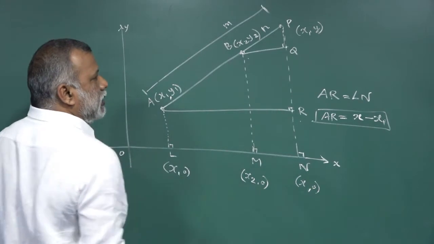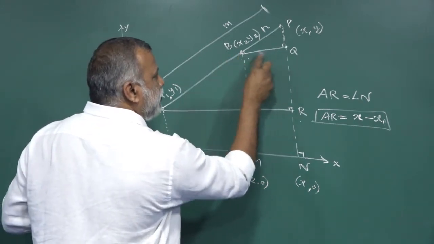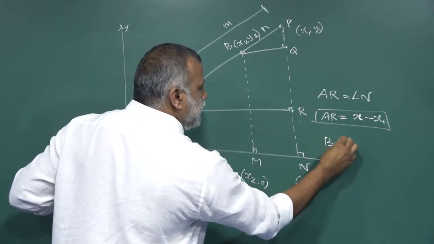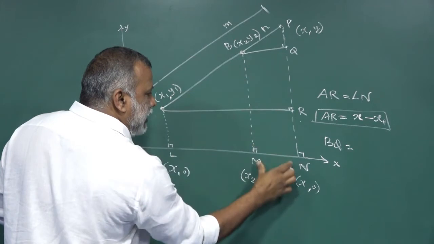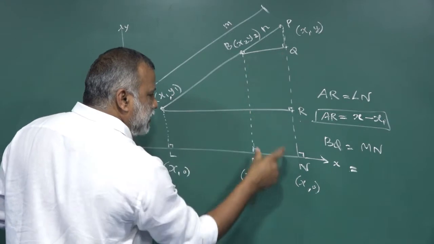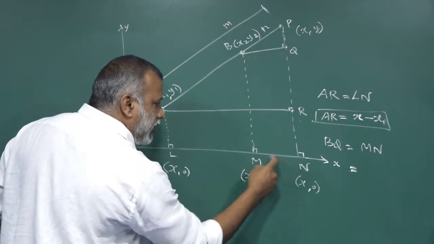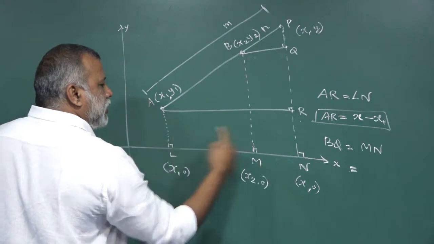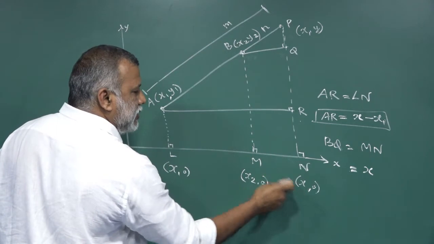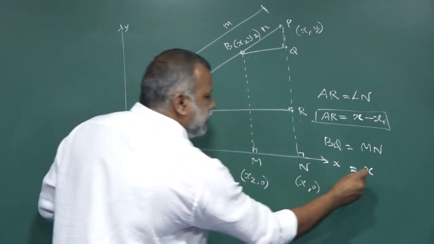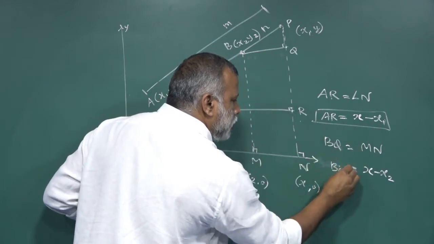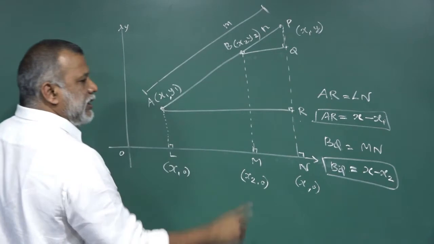Now we are able to work out, in the same way, BQ. Now we need the value of BQ, the distance between these 2 points. Here BQ is nothing but MN. How are we able to find this MN? Once again, the distance from origin to N is X. We have to remove this OM, that means X minus X2. So this is the value of BQ. So BQ is X minus X2.